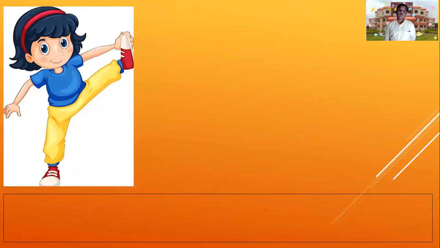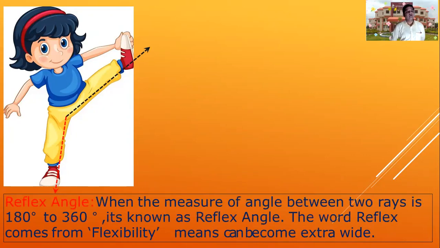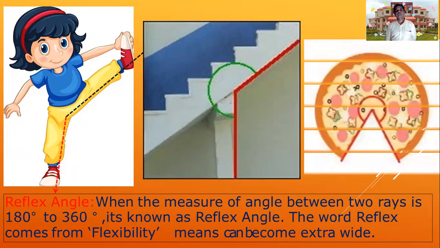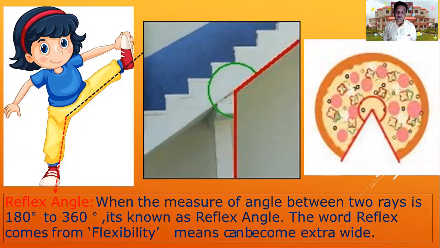Next. Now, what is the angle that is made by the legs of this girl? Well, first of all, we'll look at the initial ray and the final ray. And we find that the angle lies in between 180 degrees to 360 degrees, and is known as a reflex angle. Where can we find the reflex angle? Below the staircase, where there is a column. So you find that the bottom of the staircase and the column make the reflex angle. You'll find this reflex angle when you take out a piece of a pizza too. The remaining sides of the pizza show you the reflex angle.